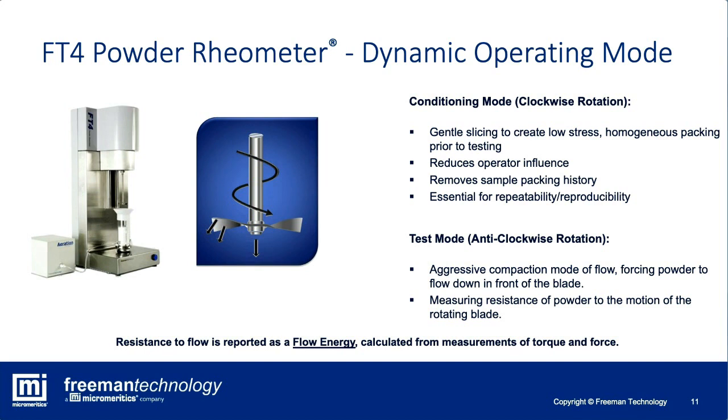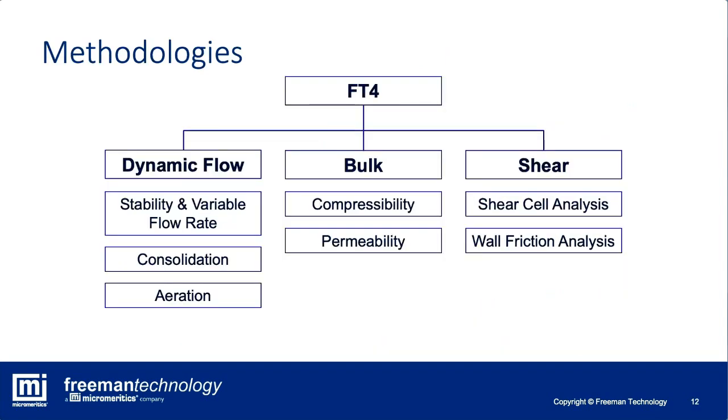We use this to actually report the flow parameter being flow energy, which is combined from the torque and the force measurements that we are recording as the blade makes its traversal. So for today, we are going to be looking at two tests in order to better characterize different batches of lithium iron phosphate. And those two tests are going to be stability and variable flow rates, and permeability.